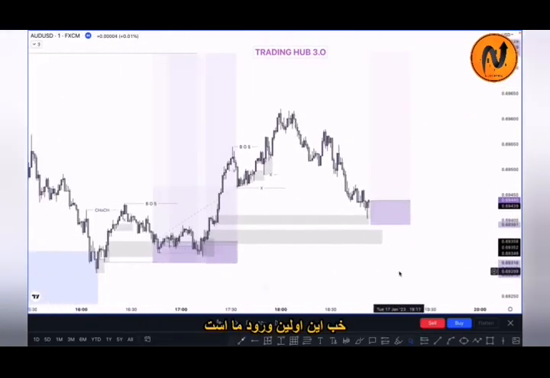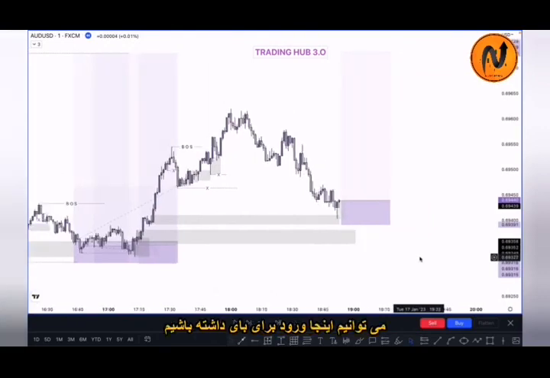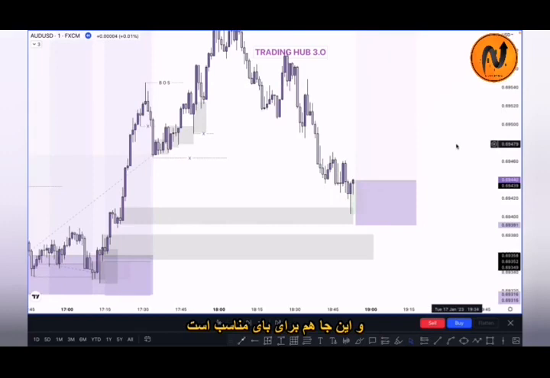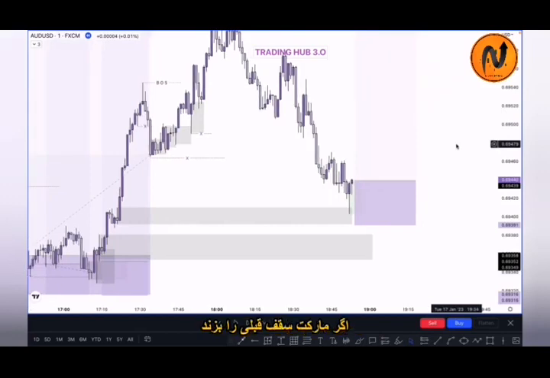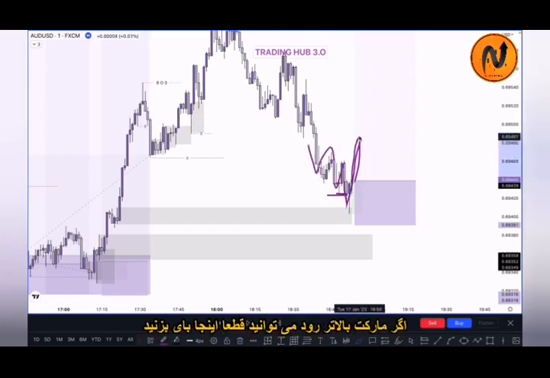So this one is our first entry, where we can take entry here for the buy. This one is also available for the buy if market breaks the previous high, which one is here, because this pullback swept the liquidity, right, like this. So it swept the liquidity. If market continues to go higher, definitely you can buy again here.